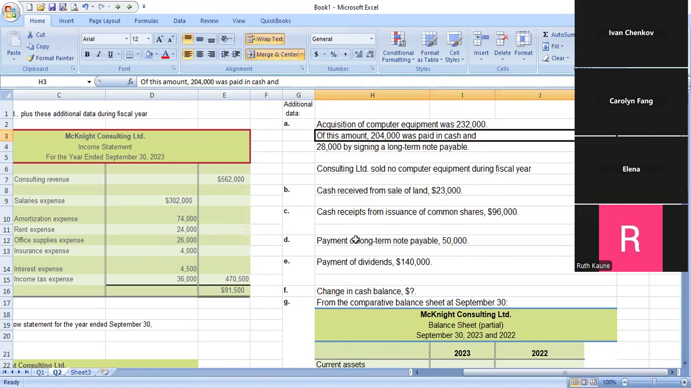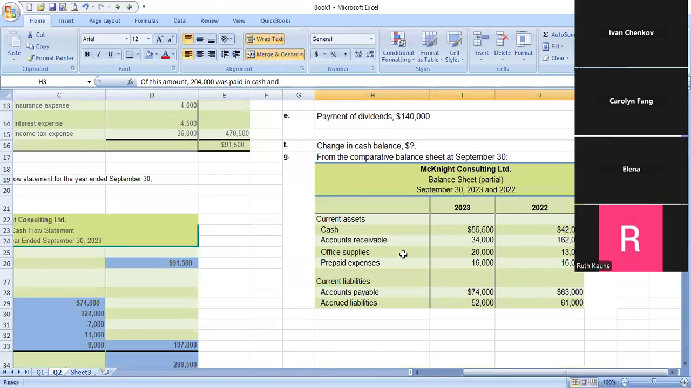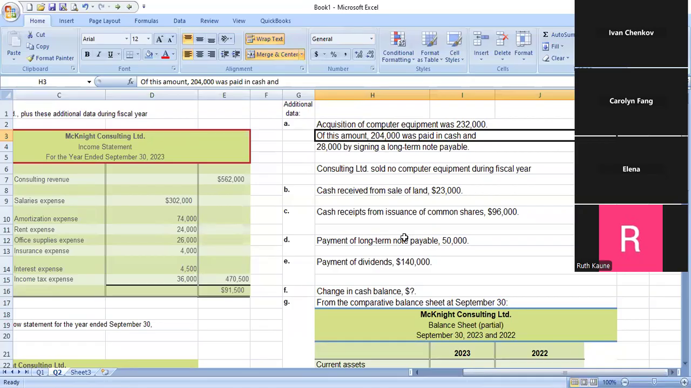For everything else, you need a comparison with the asset accounts, long-term assets and long-term liabilities, which is not given to you in the original information.